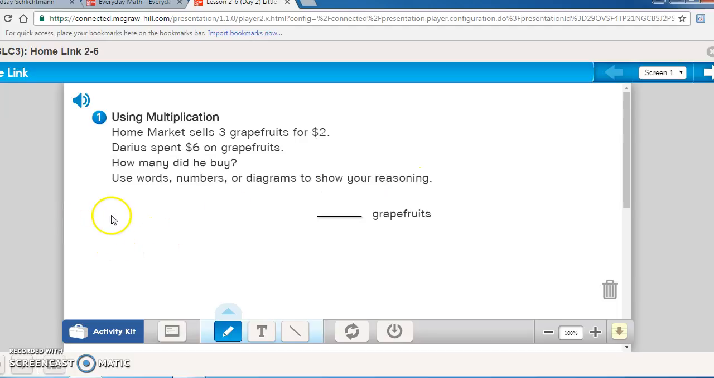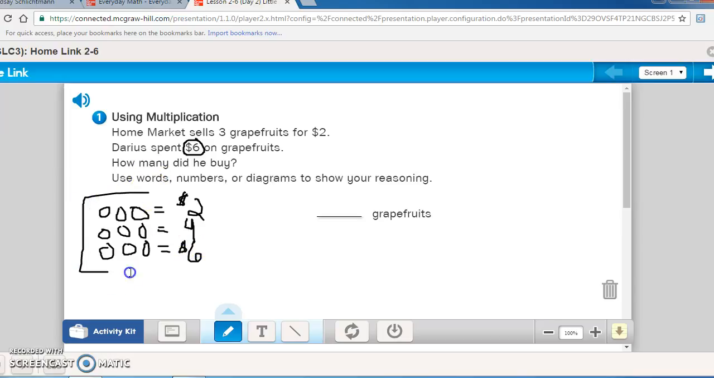So you could draw 3 grapefruit, and you could just draw 3 little circles, equals $2. So you know we got to get up to 6. So if we draw 3 more, that's going to equal $4. But what did it ask? It asked for $6. So we'd have to draw 3 more to equal $6. So how many grapefruit could he buy for $6? He could buy 9.